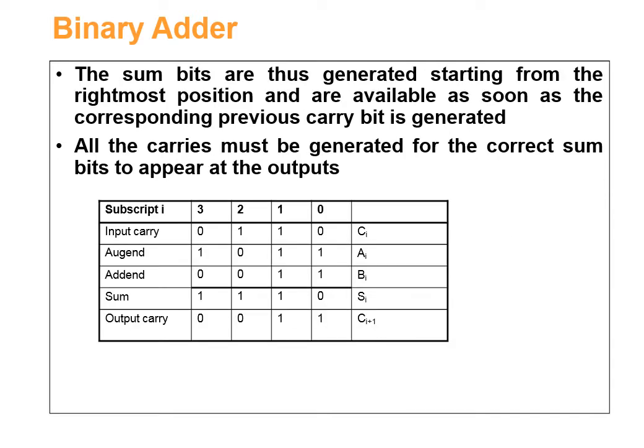The sum bits are thus generated starting from the rightmost position and are available as soon as the corresponding previous carry bit is generated. All the carries must be generated for the correct sum bits to appear at the outputs. The 4-bit adder is a typical example of a standard component. It can be used in many applications involving arithmetic operations.